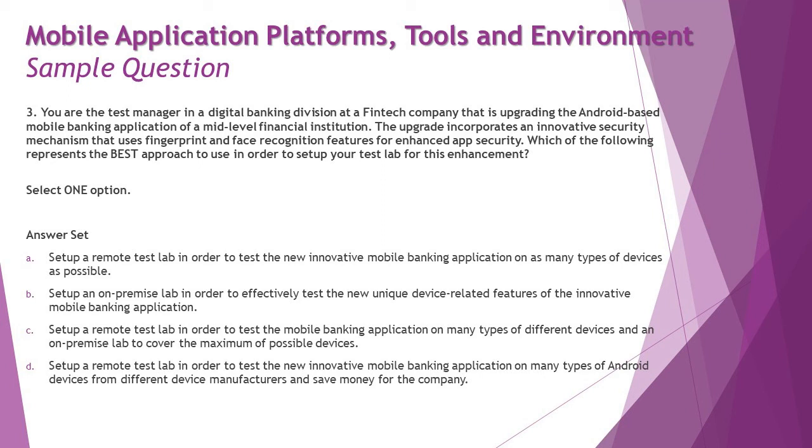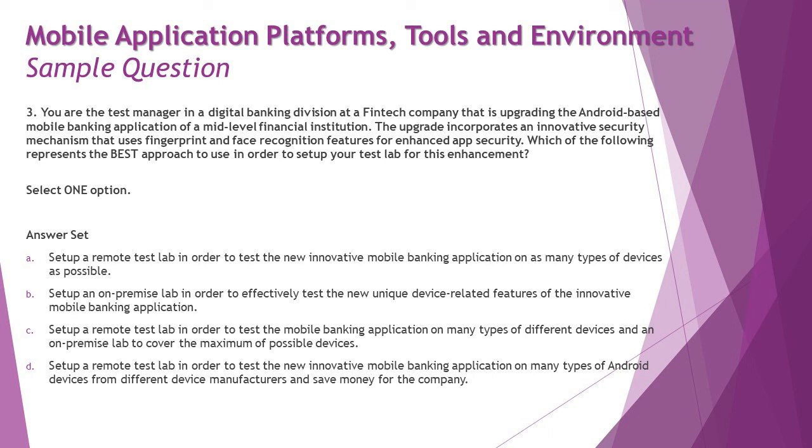C, set up a remote test lab, and I think that's where it goes wrong, because that's not meeting the functionality and expectations of the scenario. Remote test labs are not going to help you with all these functionalities. And D is also talking about a remote test lab, in order to test the new innovative mobile application on many types of Android devices from different device manufacturers and save money for the company, which could have been done on-premise itself. So if you see, A, C, D, all three are talking about a remote lab, and B is the only one talking about on-premise. And also, as per the syllabus and understanding, we know that the on-premise lab will support you with a lot of things like networks, batteries, and many things to be tested together.